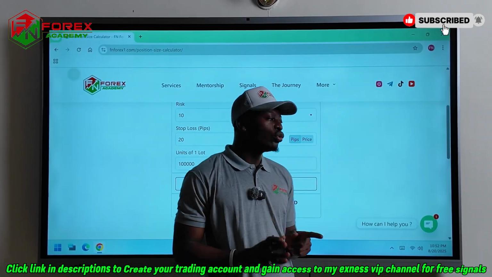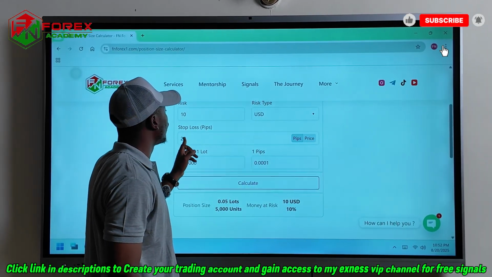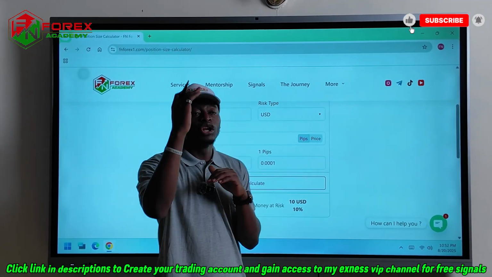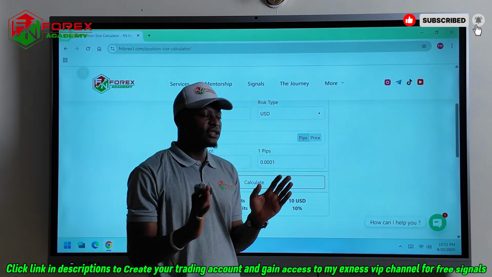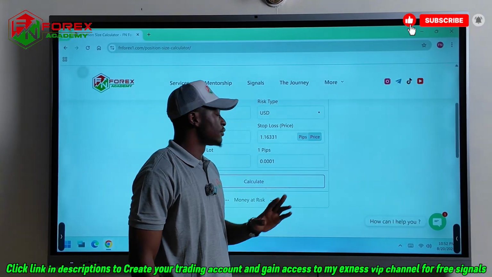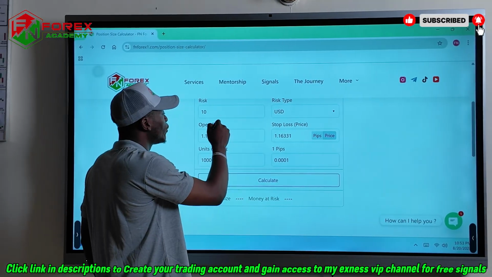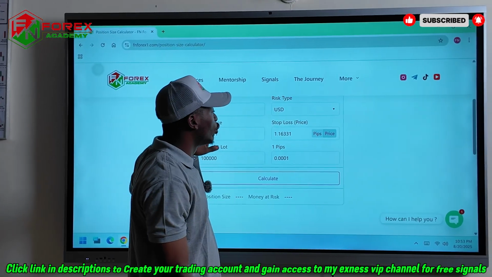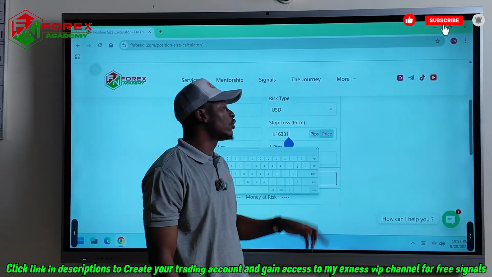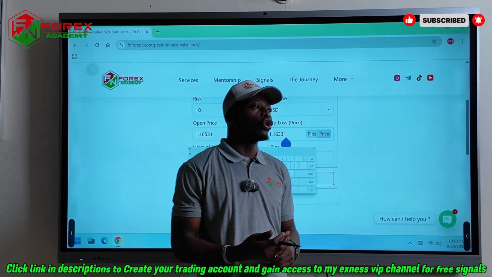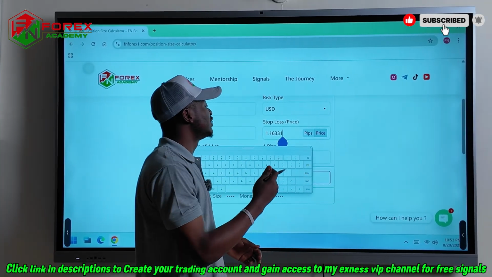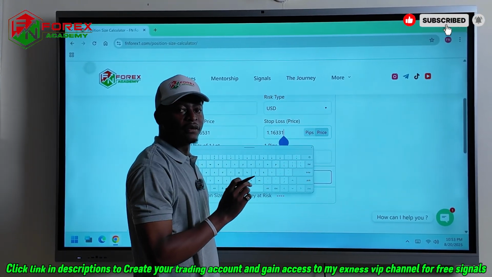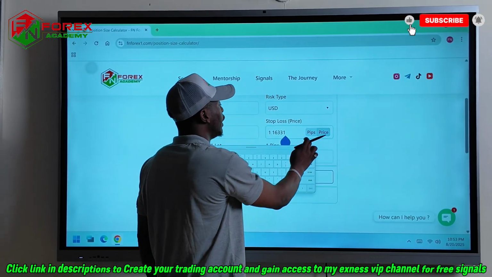Now, what do you do? You come here in this position where you have to put the stop loss in pips, because you are just copying signals. Maybe you don't know how to calculate the number of pips, right? You just want to copy signals. Then you just simply switch to price. Once you switch to price, this is the open price of Euro USD as we speak now, right? So this is the price of Euro USD, and now you just simply have to put the price of stop loss. So if I give a trade, say buy Euro USD and stop loss is 1.16331, you just have to take the stop loss and you come and put it here, right?